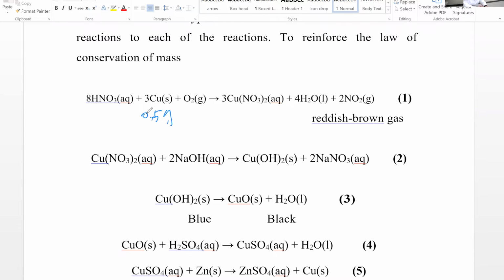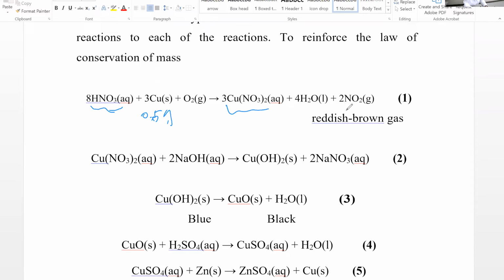And we are going to dissolve the copper in nitric acid. Nitric acid is a very strong acid. It can dissolve the copper because copper is a very unreactive metal. So in the first reaction, we dissolve the copper in nitric acid, and with the oxygen from the air, we are going to get copper nitrate, water, and nitrogen dioxide, which is a brown color and is a toxic gas. So that's one reaction. It needs to be done in the fume hood because of this toxic gas.